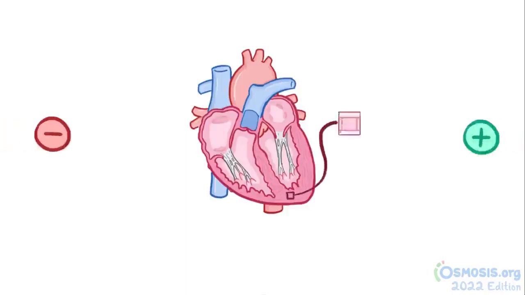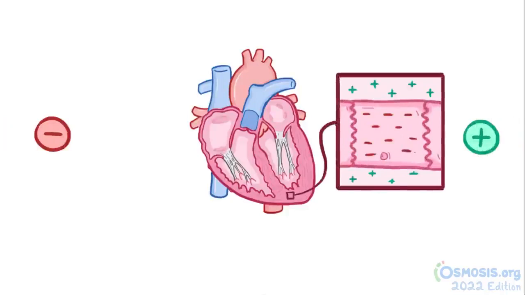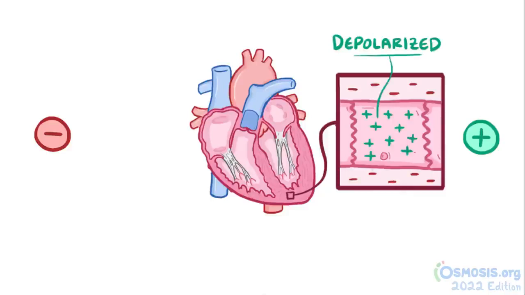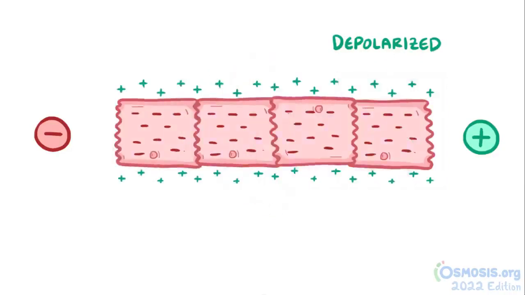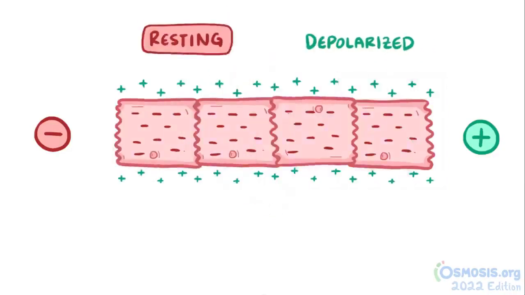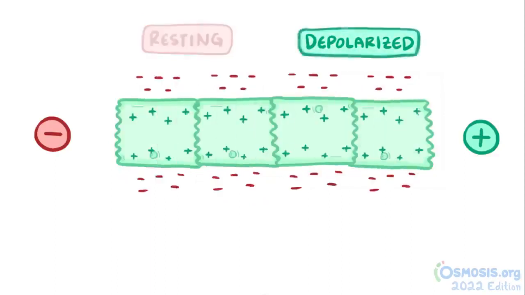Remember that at rest, cells are negatively charged relative to the slightly positive outside environment. And when they depolarize, the cells become positively charged, leaving a slightly negative charge in the outside environment. So let's say that when this set of cells is at rest, they're red. And then they turn green as the wave of depolarization moves through them.